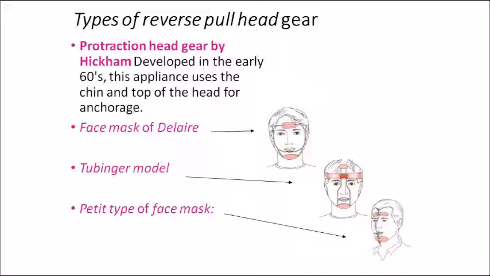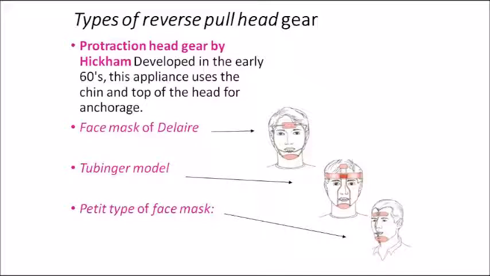So the first one was the protraction headgear or reverse pull headgear developed by Hickam in the 60s, which uses the anchorage from the chin and the top of the head. Now the second model is the Dallaire type of reverse pull headgear.